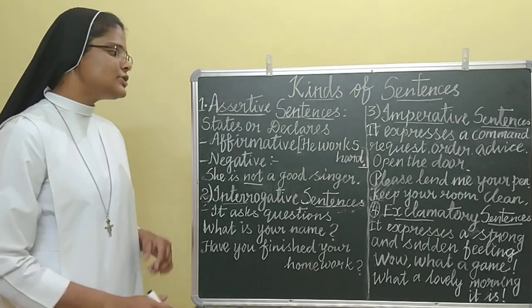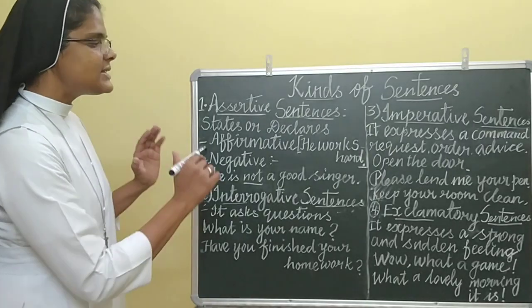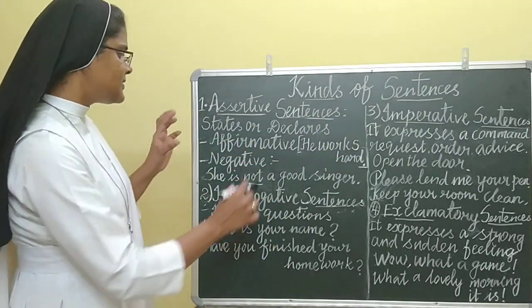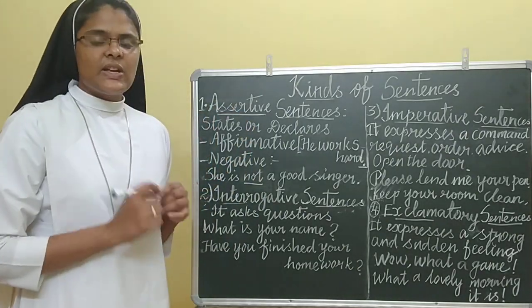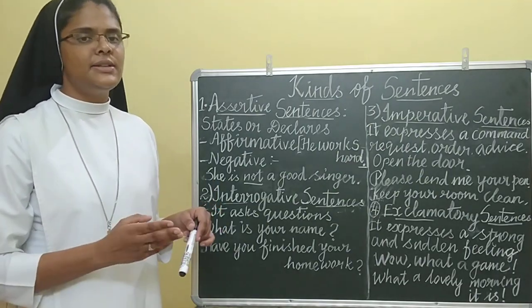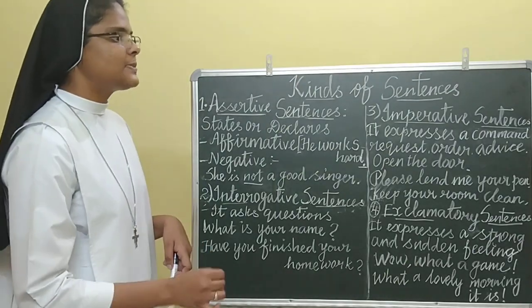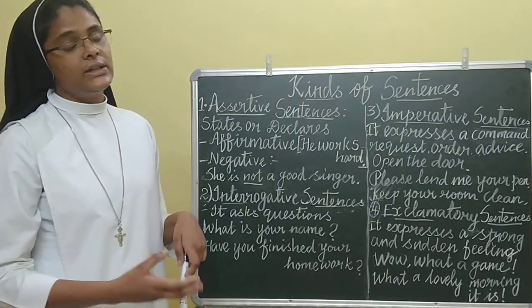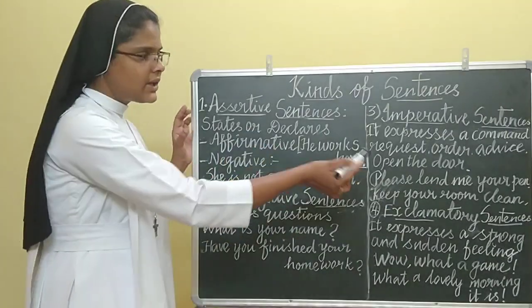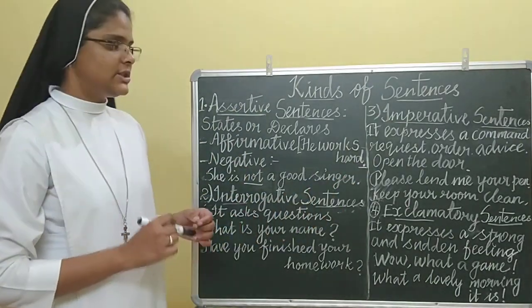Sometimes we get confused between assertive and imperative sentences. What is the difference between them? Assertive sentences are called simple sentences. They will not express any idea, feeling or question. But imperative sentences always express a command, request, order or advice. Both kinds of sentences will begin with a capital letter and end with a full stop.